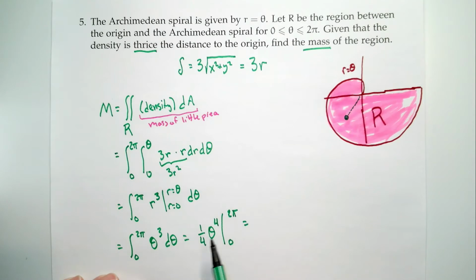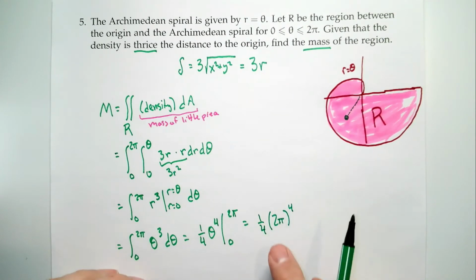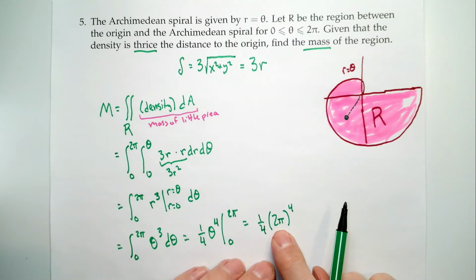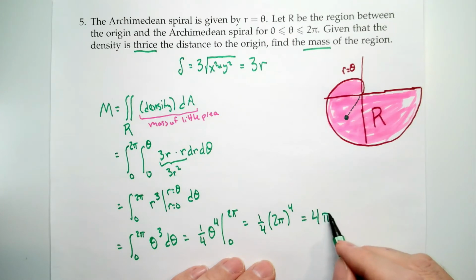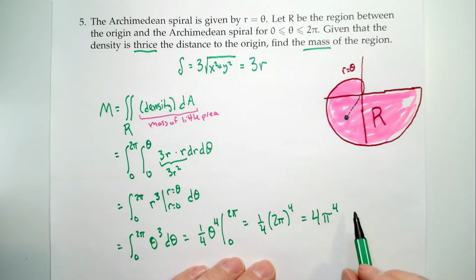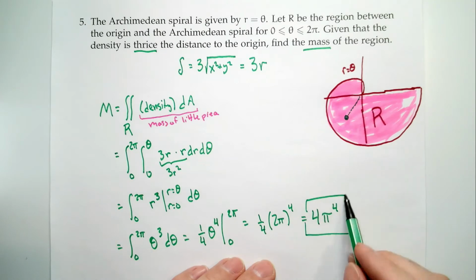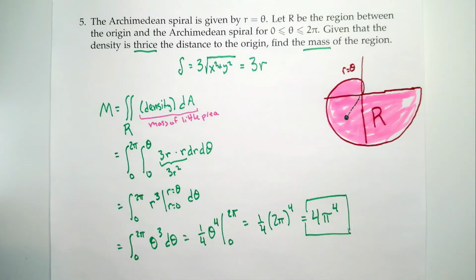Plug in 0, you get 0. And I should have said up here, you plug in 0, you get 0. So we're going to get 1/4 times 2 pi to the 4th. If you raise 2 to the 4th power, that's 16, times 1/4 is 4, and then of course pi to the 4th, and then we're done. Now you might say, wait, what about units? Well, we can't talk about units because they never gave us units. So it's just 4 pi to the 4th. Units are whatever they turn out to be.